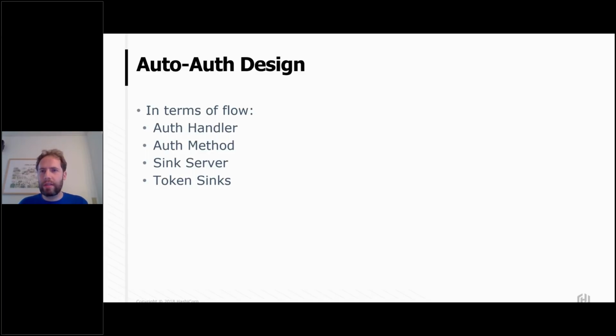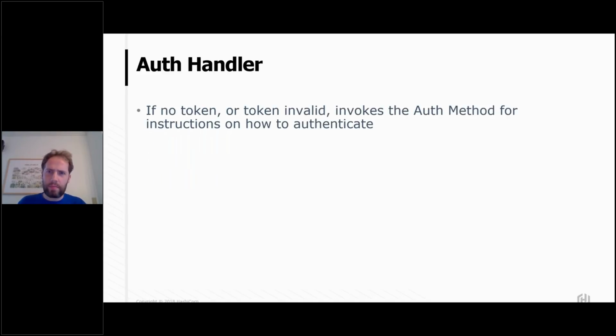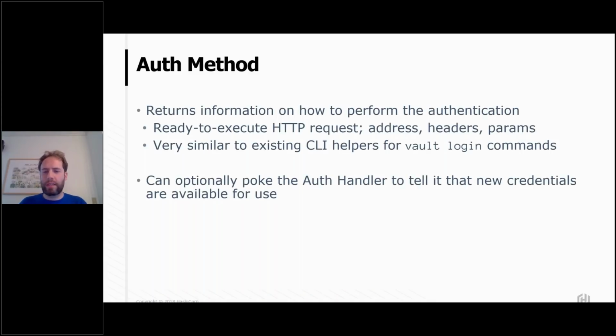So there's an auth handler, an auth method, a sync server, and token syncs. The auth handler is the thing responsible overall for authenticating to Vault. When it starts out, if there's no token or the token's invalid, it'll go to the auth method and say, okay, how do I authenticate? And the auth method, which is the thing that's key to AWS or GCP or Kubernetes or Azure or AliCloud or whatever, returns information on how to perform the authentication.